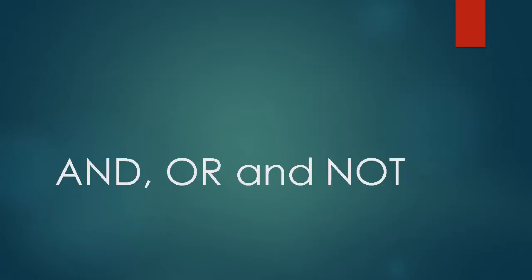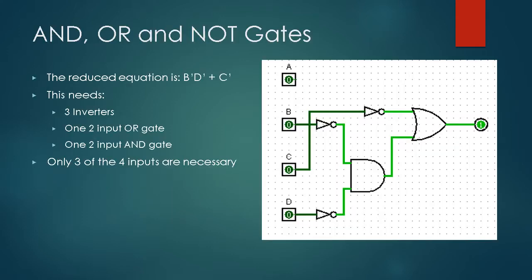Next, we will discuss the AND, OR, and NOT gates for the truth table. The reduced equation can now be represented using AND, OR, and NOT gates. To do this, you need 3 inverters, 1 2-input OR gate, and 1 2-input AND gate. The B, C, and D are all inverted. The inverted B and D run through an AND gate. The result of that and the inverted C run through the OR gate. We note in this that the A input has no bearing on the output.